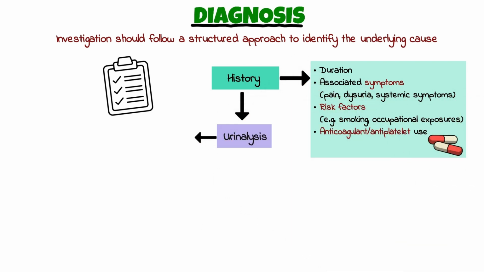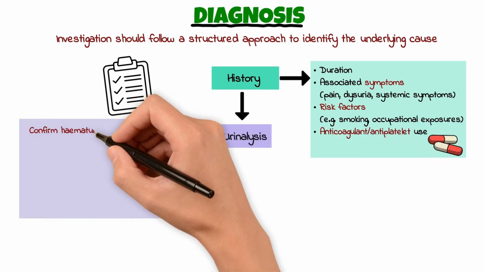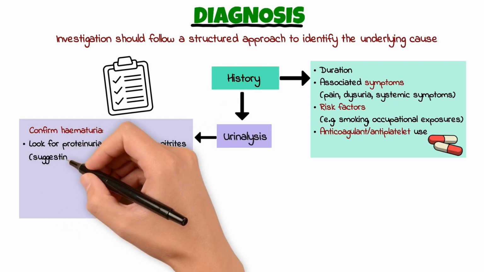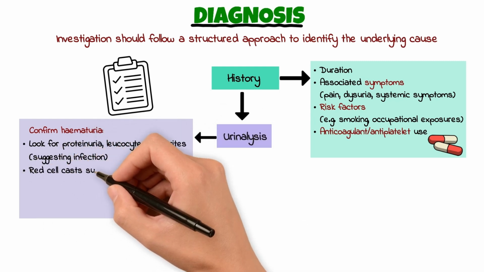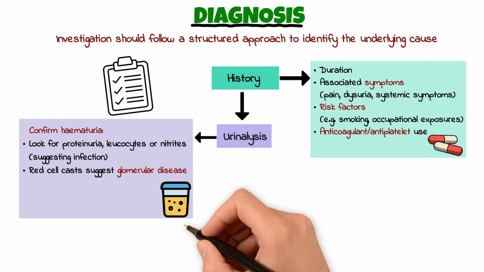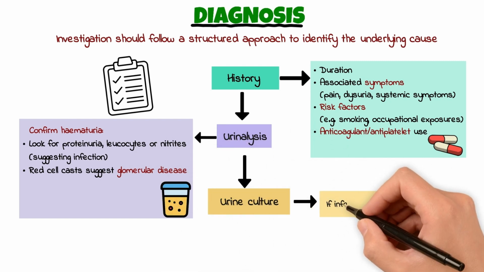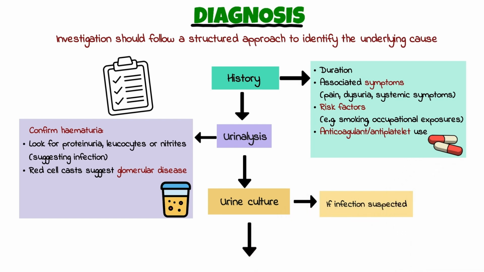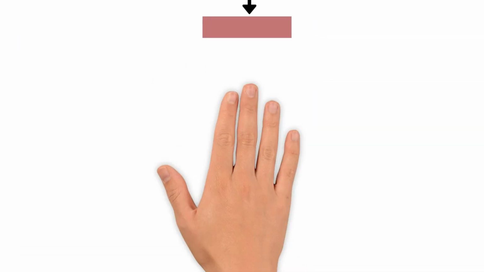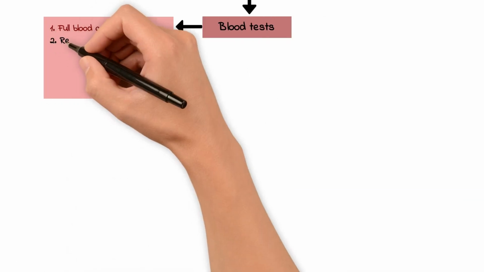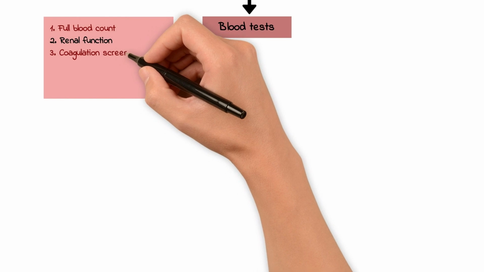Urinalysis: confirm haematuria. Look for proteinuria, leukocytes, or nitrites suggesting infection. Red cell casts suggest glomerular disease. Urine culture if infection is suspected. Blood tests: full blood count, renal function, and coagulation screen.